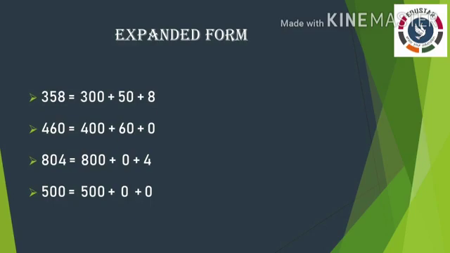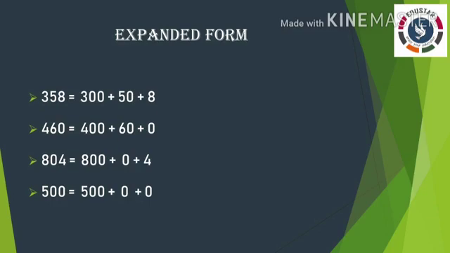Students, here is a number for you. What is our first number? Our first number is 358. How will you expand it now? Already I told you, by adding zeros. Okay, shall we see now? See the first number, 358.